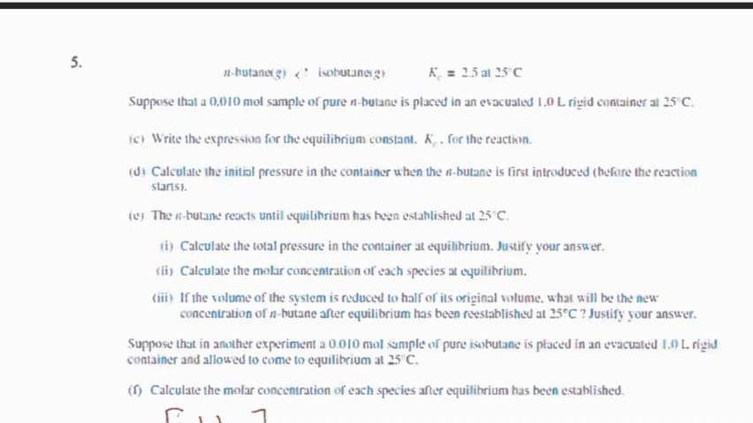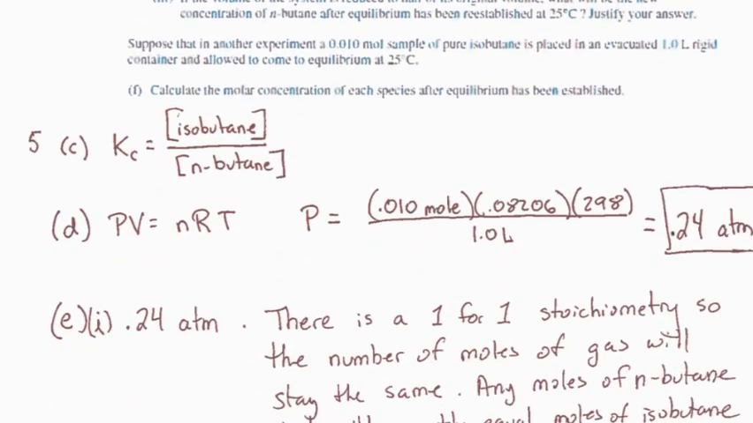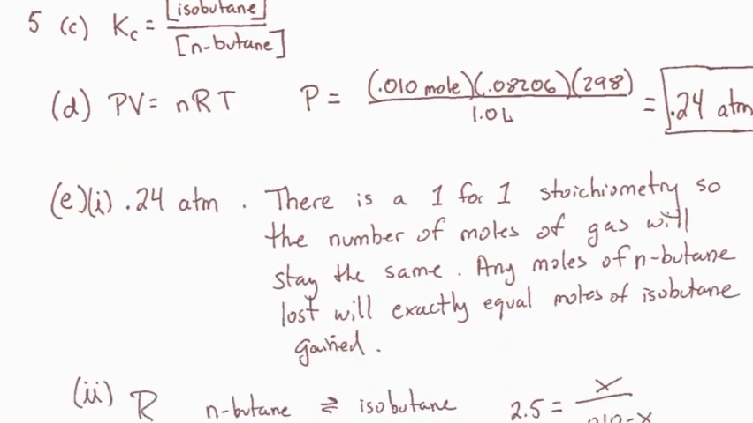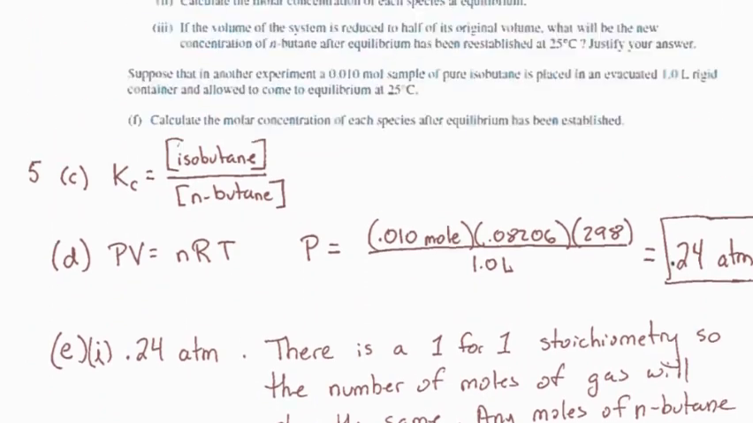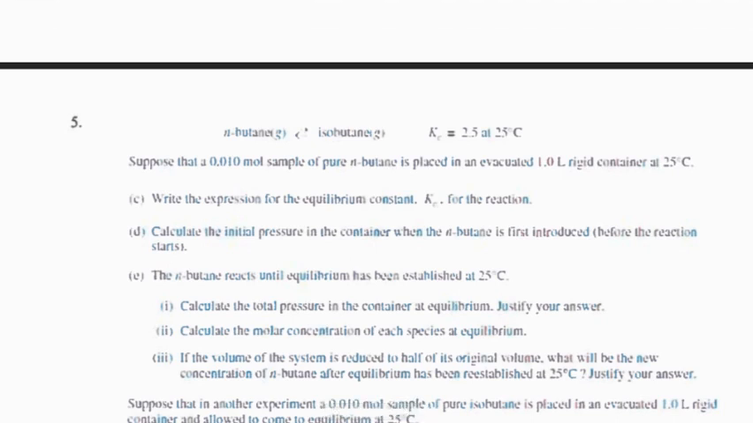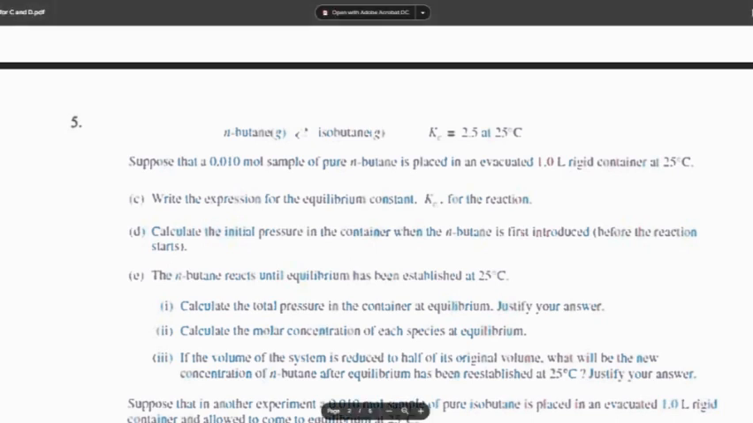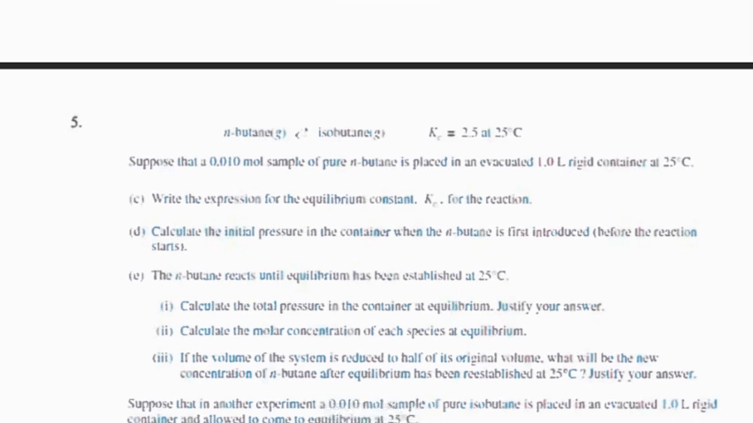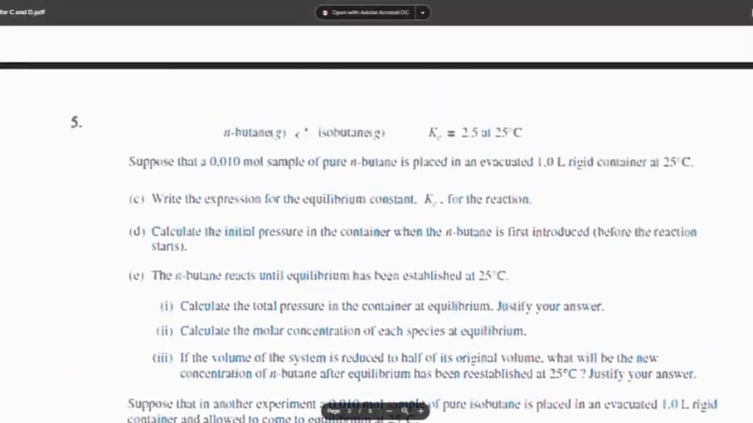N-butane reacts until equilibrium is achieved. Calculate the total pressure at equilibrium. Let's see what we did here. So, it's 1-to-1. So for every mole of N-butane lost, we make 1 mole of isobutane. So if we lose X, we gain X. So as the pressure of N-butane drops, the pressure of isobutane increases, and they balance each other out. So it doesn't change. It stays as 0.24.